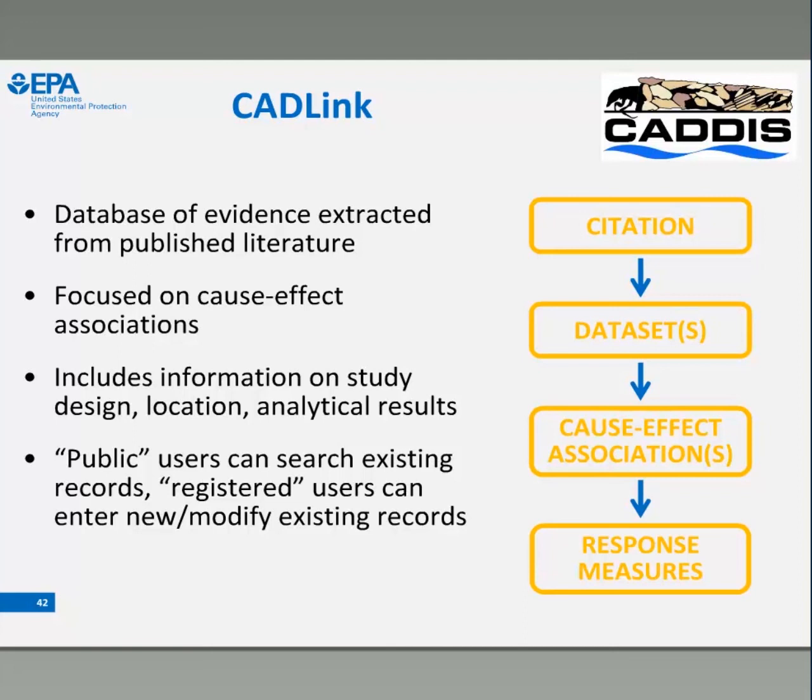Fields in CADLink include information on study design, location, and other contextual information that indicate the environment and scales at which the study was conducted, and analytical results. Public users, basically anyone who visits CADLink, can search existing records in the database. Registered users can also enter new or modify existing records. So CADLink can serve as an evidence bank for registered users. And it also allows that evidence to be seen and used by others, making it more accessible for other applications. And you can visit epa.gov/CADLink for more information and instructions on how to register to use the database.